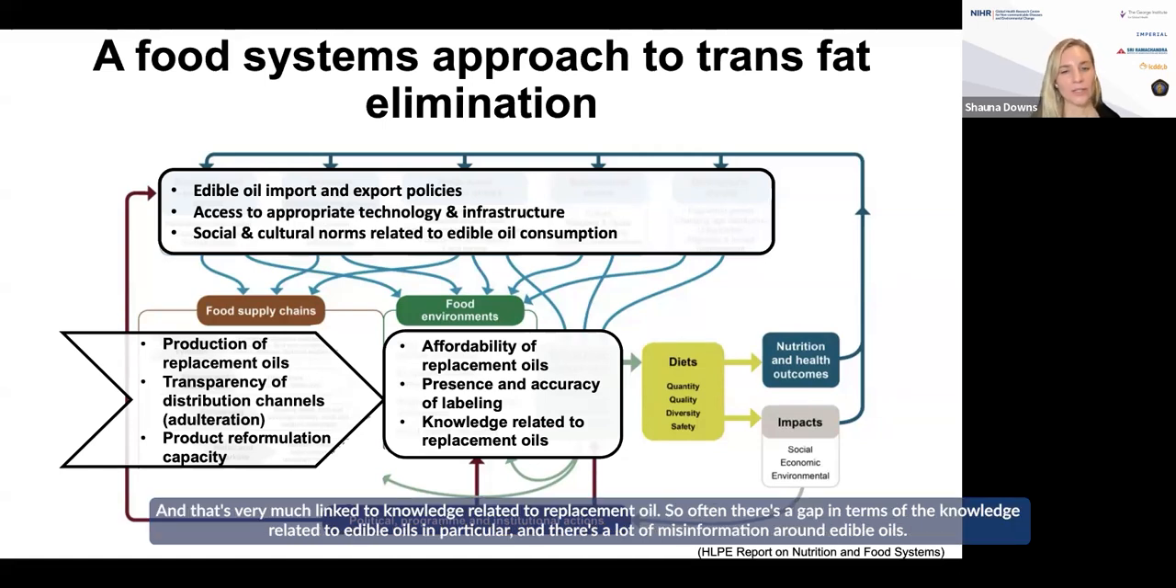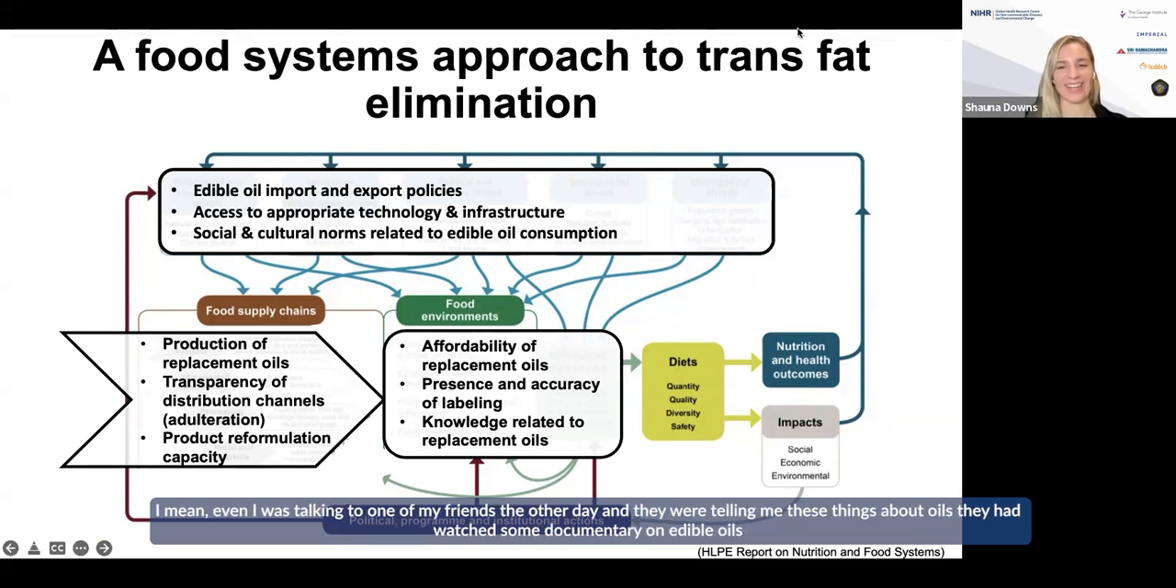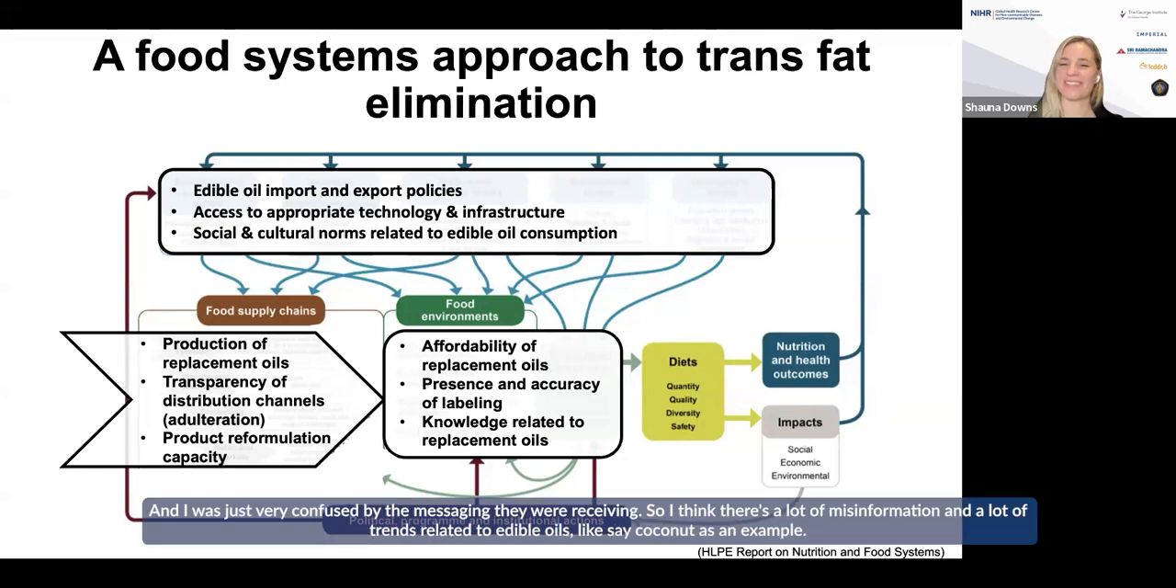And that's very much linked to knowledge related to replacement oils. So often there's a gap in terms of the knowledge related to edible oils in particular. And there's a lot of misinformation around edible oils. Even I was talking to one of my friends the other day, and they were telling me these things about oils. They had watched some documentary on edible oils, and this person's in public health. And I was just very confused by the messaging they were receiving. So I think there's a lot of misinformation and a lot of trends related to edible oils, like say coconut as an example.